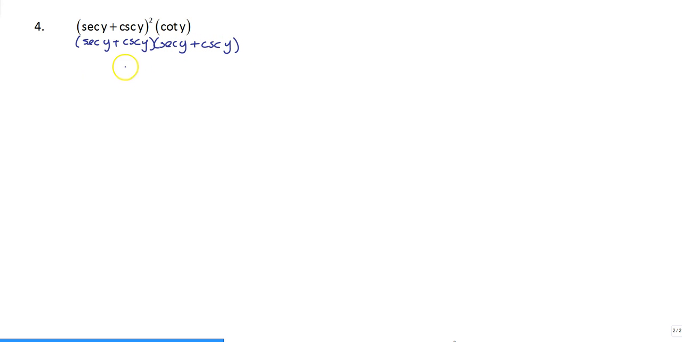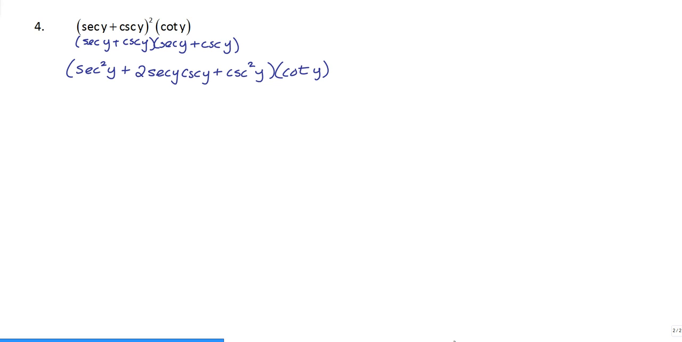You can never just distribute a squared when there's plus or minus. So you're going to FOIL that with itself, which is going to give you secant squared y plus 2 secant y cosecant y plus cosecant squared y. And all of that is being multiplied to cotangent y.